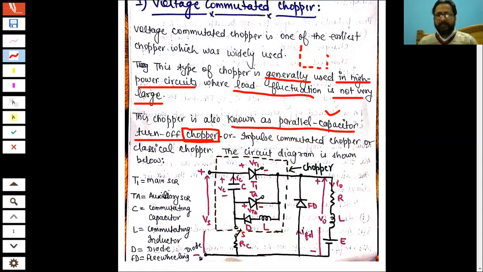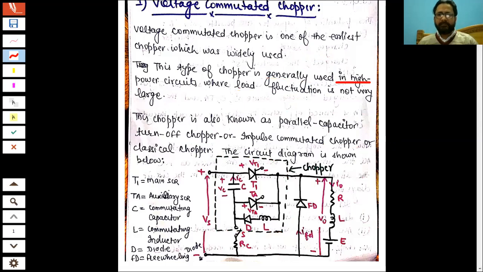Now we will see how this whole circuitry works.